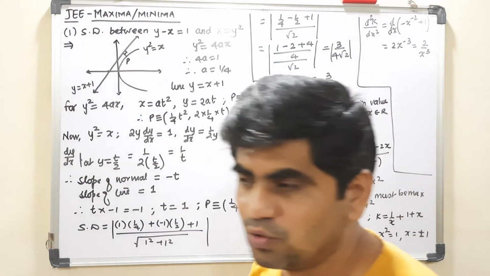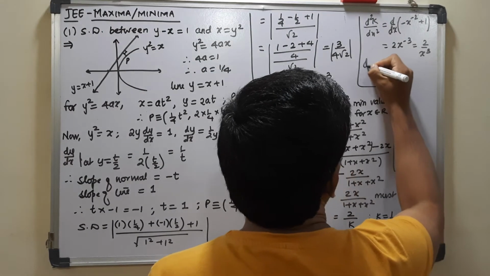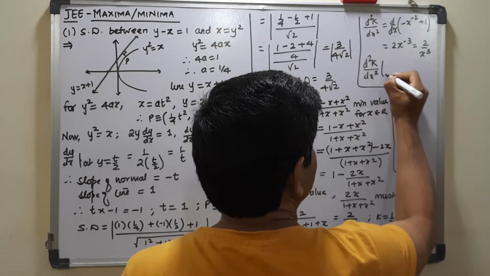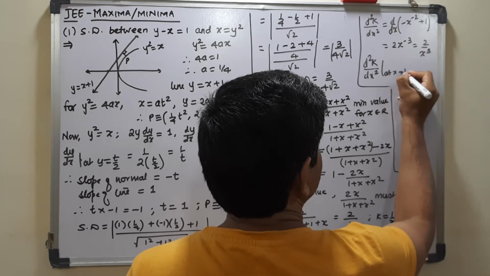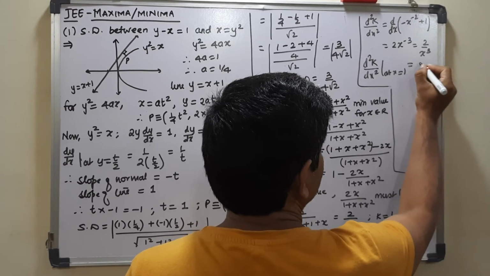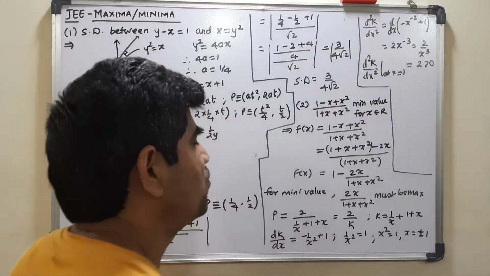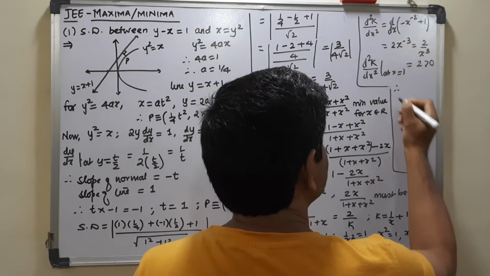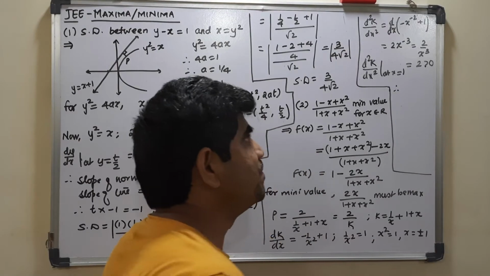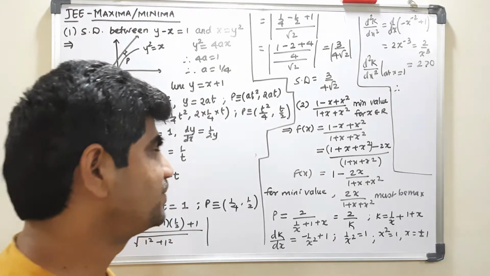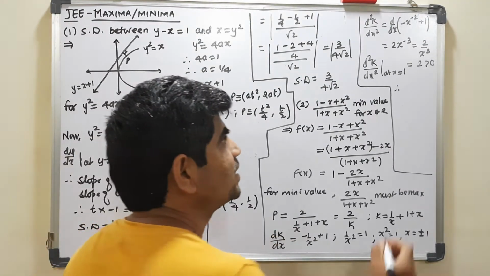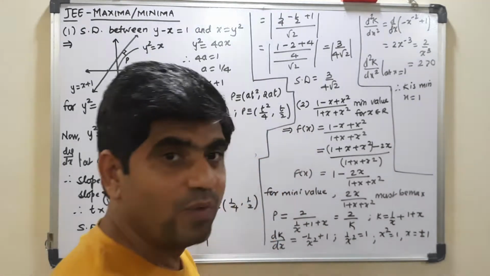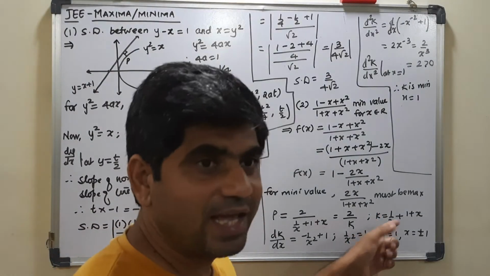Now 2 by x cube at x is equal to 1, and one more point at minus 1. So at x is equal to 1, first I will take this as 1. So I get 2 by 1, that is 2, which is positive. Which is positive, that means this will become minimum. So therefore I can say that this particular k is minimum when x is equal to 1. Right? This k is minimum when x is equal to 1.